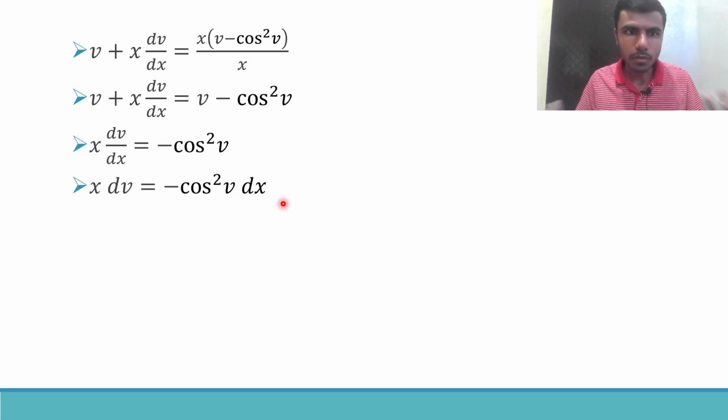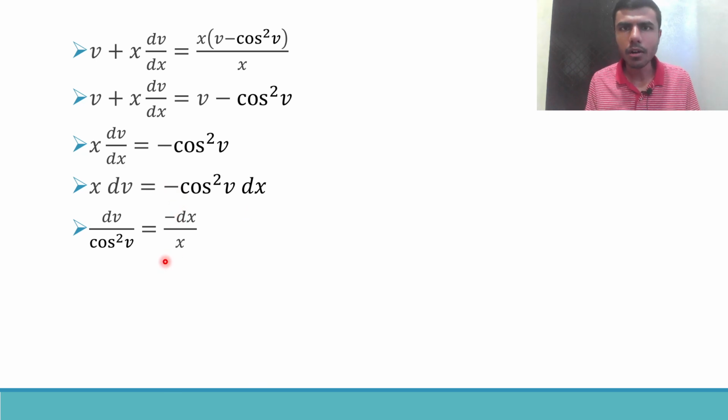Fine. Now next, I want all the v terms on one side and x terms on one side. For that, I'm going to send the x to the RHS and bring this cos square v to the LHS. Like this would be dv by cos square v and this would be dx by x. Of course this minus is there. Now what is 1 by cos square v? 1 by cos square v is nothing but secant square v, because 1 by cos theta is secant theta.